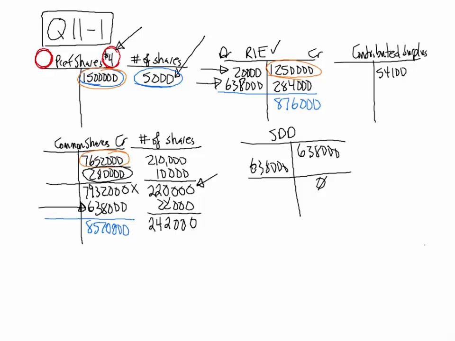Now don't forget what's going to happen. I'm going to get rid of some of my common shares. The $354,100 is going to disappear from my common shares, and 10,000 shares are going to disappear from my number of shares. Is it contributed capital? Yes, it's part of contributed capital. Yes, it's an equity account. Absolutely, Clarissa.